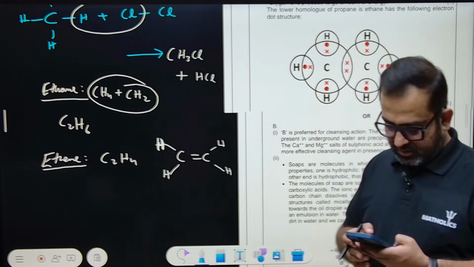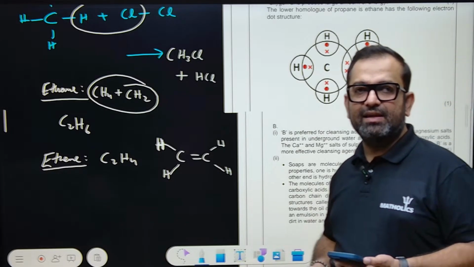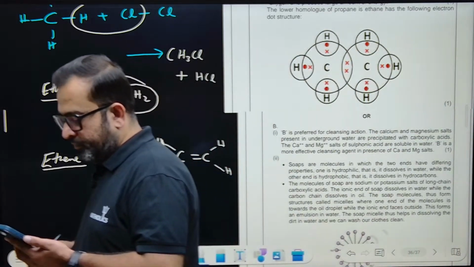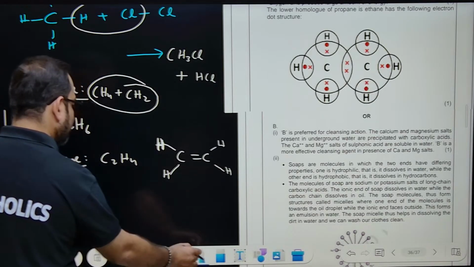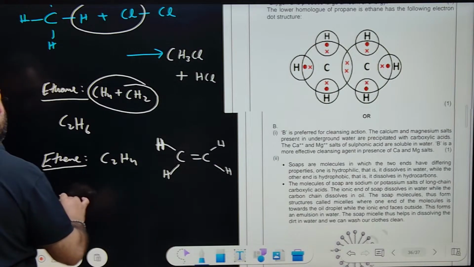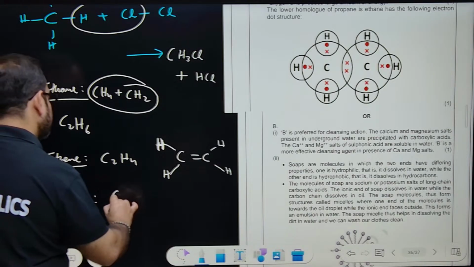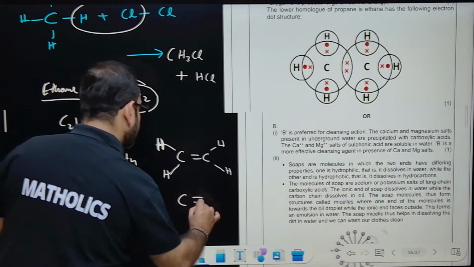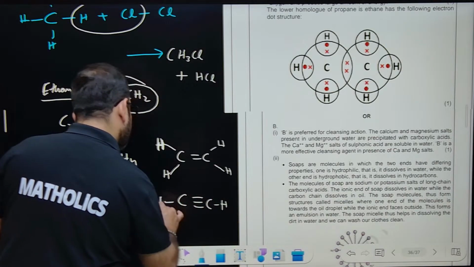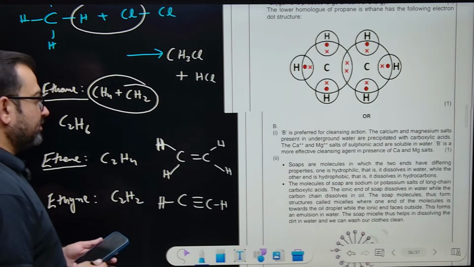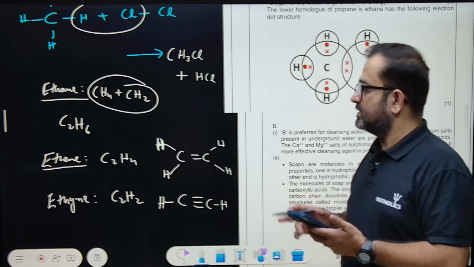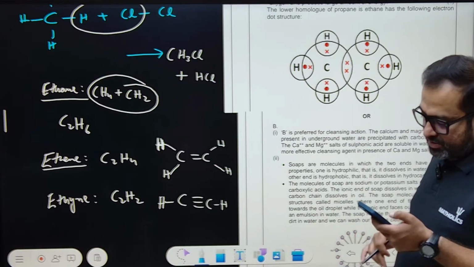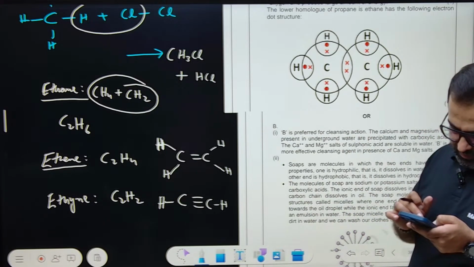Ethine. Tell me formulas for ethane, ethene, ethine. Ethine is C2H2, triple bond will be there. That means C, triple bond CH. Now for making everyone understand this right from scratch will at least take 4 to 5 hours of lectures. So this is actually not possible, but solving question is possible.